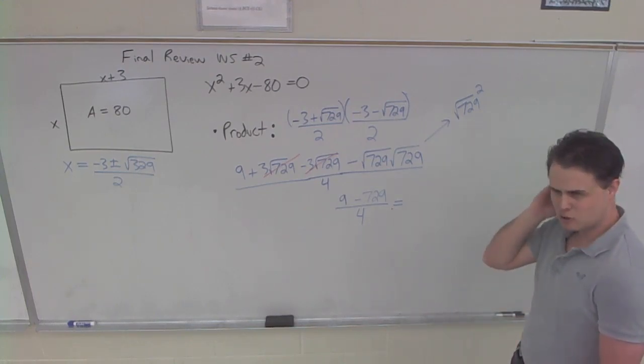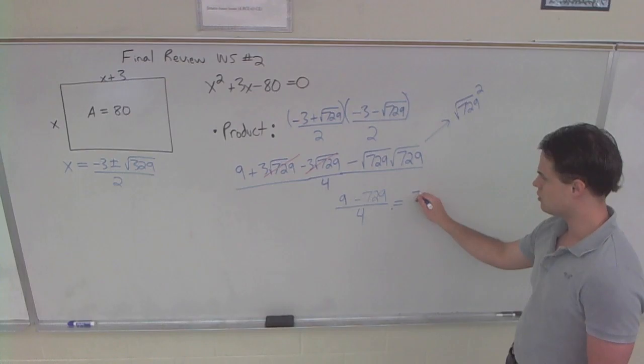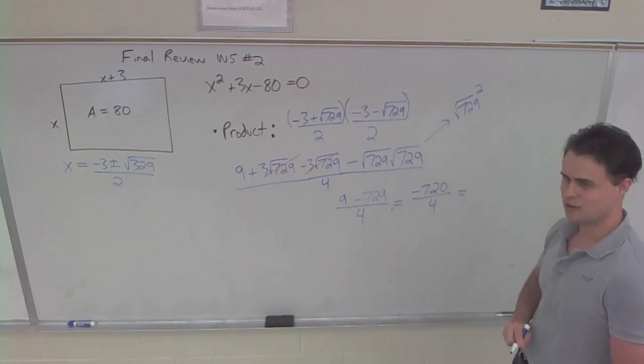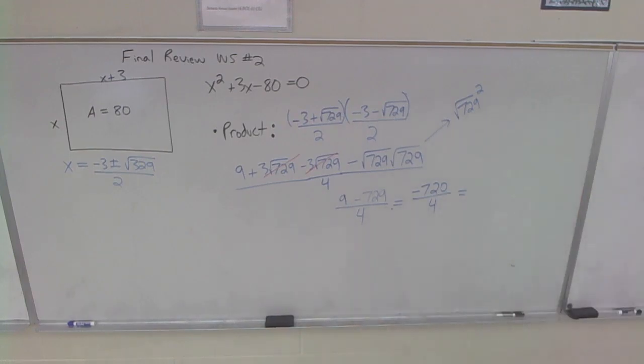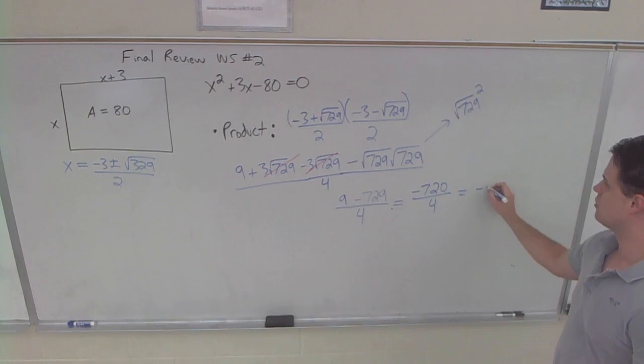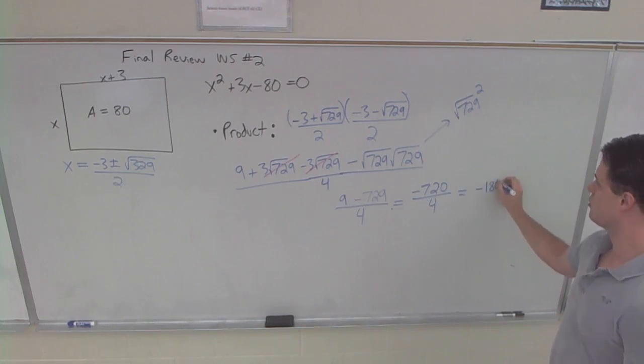So, let's see. 9 minus 729 is going to be negative 720. Sweet. What's negative 720 over 4? You might need your calculator, right? Guys, use your calculators. What's it come out as? No, 180. Sorry, yeah. Is it negative? It's negative. My bad. It's negative. Okay.